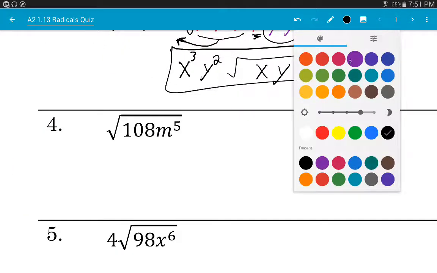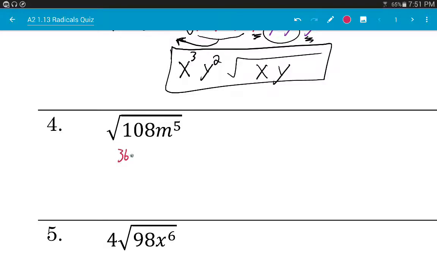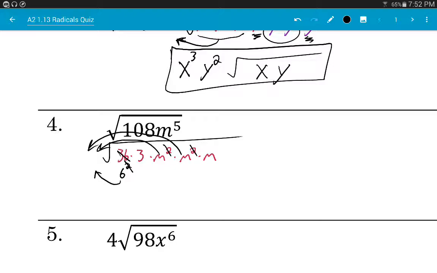So I'm going to break this 108 up into 36 and 3. The m to the 5th gets broken into m squared, m squared, m. It's still all underneath a square root. 36 is equal to 6 squared. And now everything with a square can come out. So the 6, this m, and this m can all come to the outside. So who's on the outside? The 6, 2 m's, it's an m squared. And who's stuck? This 3 and this m.